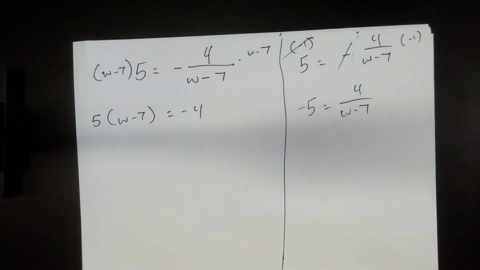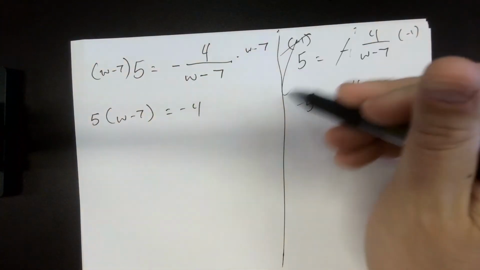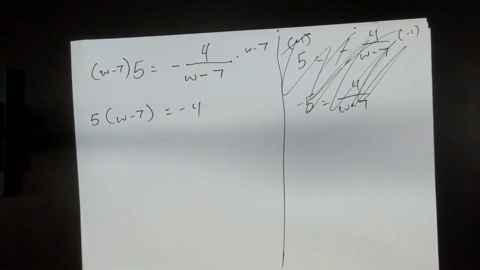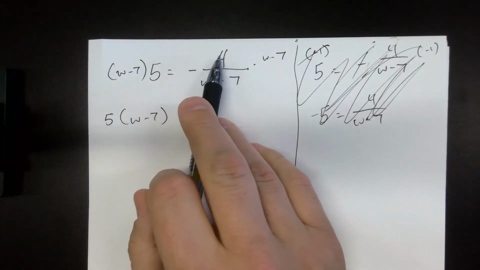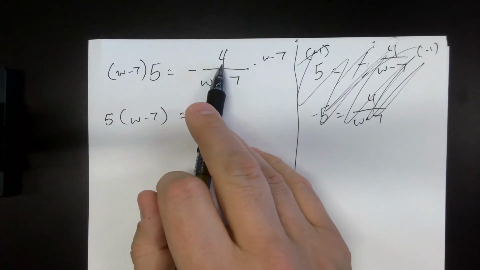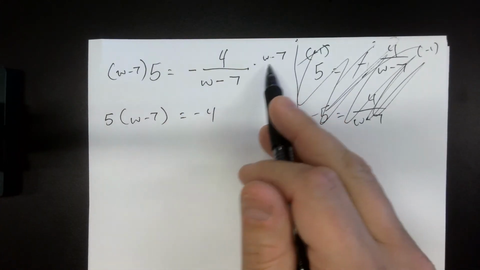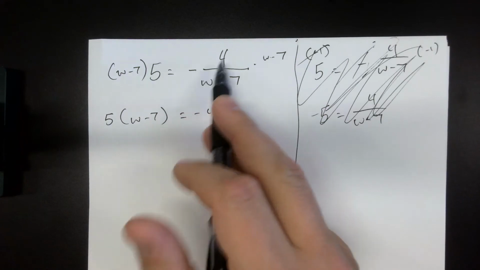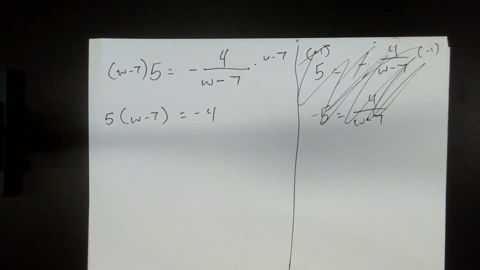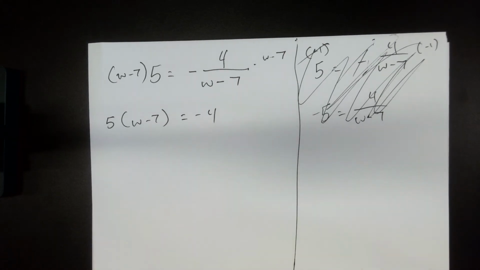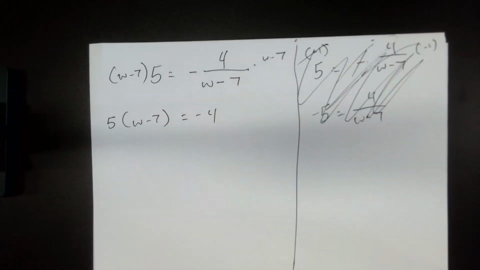Okay? I find this way is the easiest, right here. Just leave the negative with the number that's still over here. Right? So when you times both sides by w minus 7, the negative just goes up here with the negative 4. Okay? That's the way I see is the best way to do it, and then you can just go through and you can solve that. All right, any questions on that?